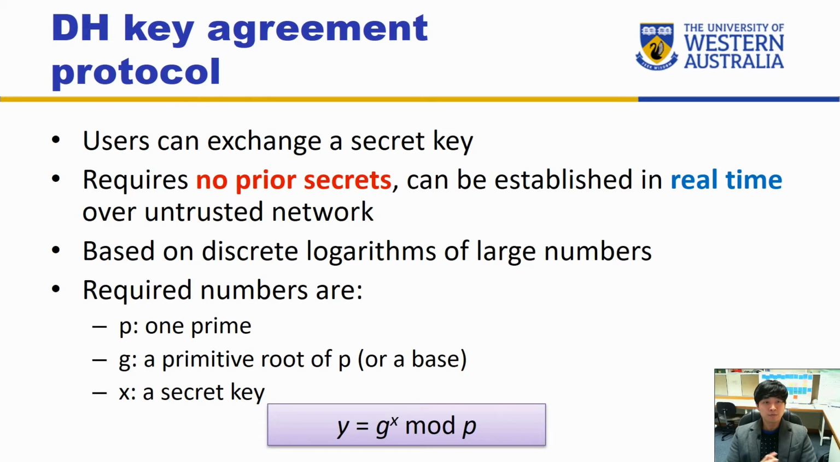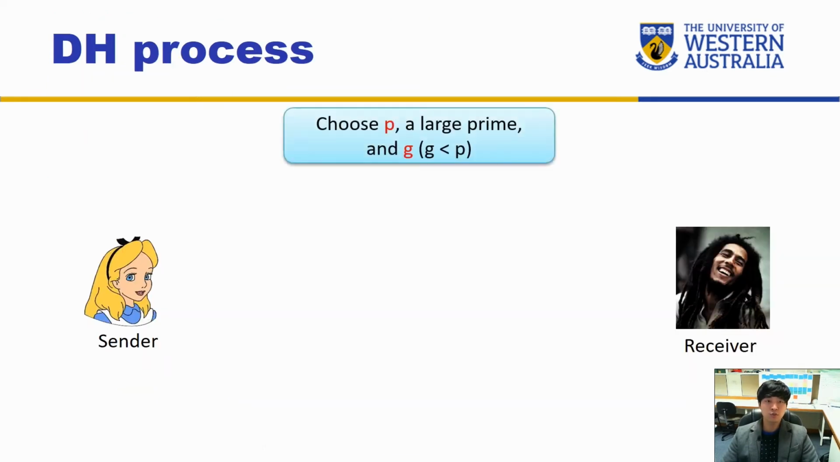Based on discrete logarithms of large numbers, we have p, g, and x so that we can calculate the value y. Let's have a look. First, we choose p, a large prime number, which is going to be used as our modulus. We also select a g, which we often call a generator. There are some requirements for the generator: for instance, it cannot be 1, it has to be relatively prime to p, and so forth. However, satisfying those conditions is not too difficult.